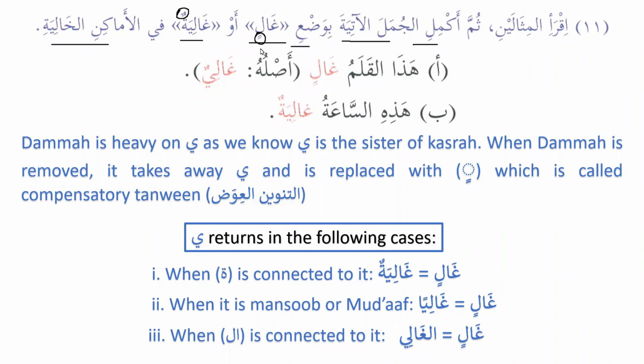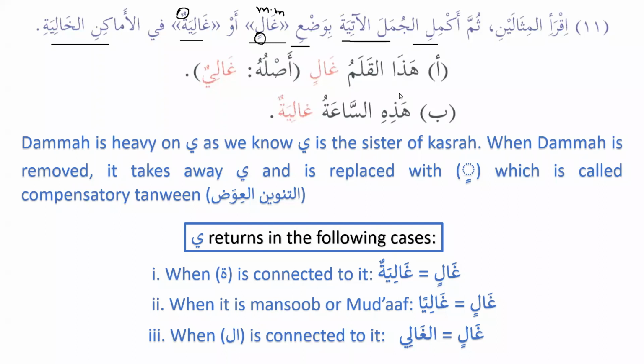Okay, so now this is a special kind of noun that is called ismul manqus, a defective noun. And this noun is very special. Why? Because when it is marfu and when it is majrur, it will end with kasratan. So when it is marfu and when it is majrur, then the case ending will be kasratan.